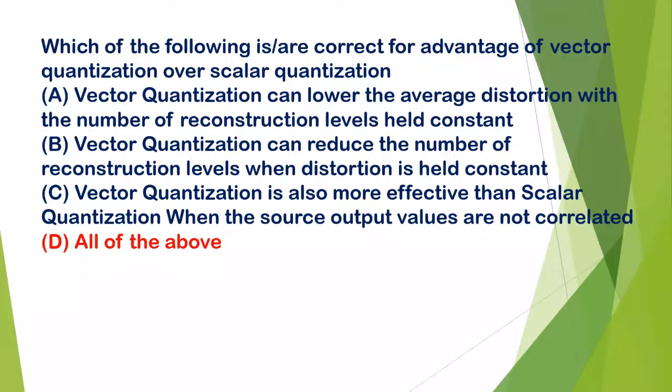Which of the following are correct for advantages of vector quantization over scalar quantization? A. Vector quantization can lower the average distortion with the number of reconstruction levels held constant. B. Vector quantization can reduce the number of reconstruction levels when distortion is held constant. C. Vector quantization is also more effective than scalar quantization when the source output values are not correlated. D. All of the above. And the correct option is D.